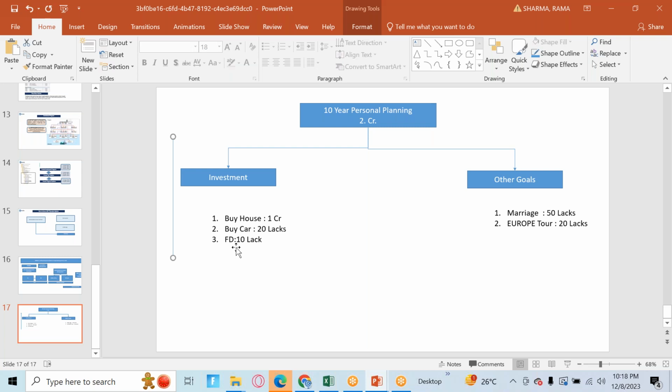Another is called top down, where you already know I am having 2 crore in my hand, and you are just distributing this amount at different places. You are distributing 1 crore for house, 20 lakhs for buying a car, 10 lakhs for FD, and further, for expenses, 50 lakhs for my marriage, 20 lakhs for my Europe trip. So in that case this will be the top down approach. So first, when we are going to understand this module, investment management, let's follow the first approach, bottom up, to understand that. And then we will go to top down.